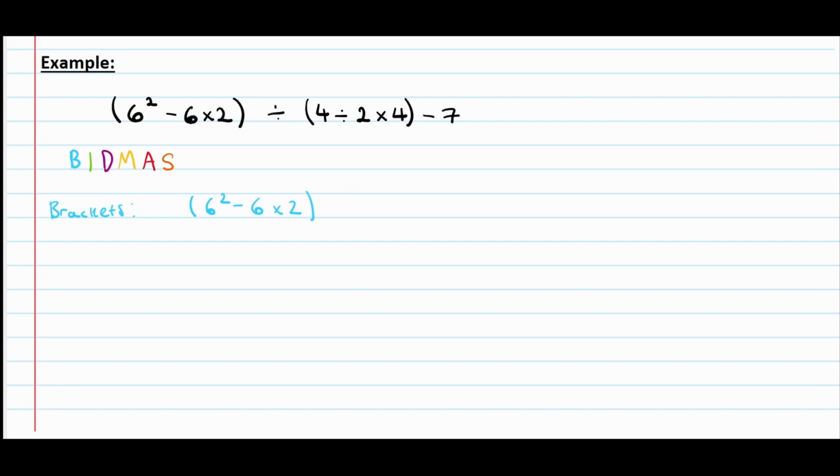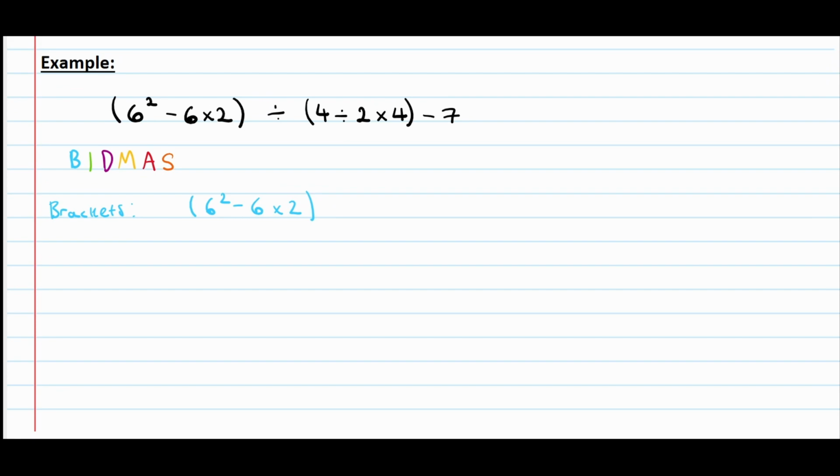Within this bracket, we also have multiple different operations. As you can see, we've got indices in the 6 squared, we've got subtraction in the 6 squared minus 6, and we have multiplication in the 6 times 2. So how do we solve what's inside this bracket?